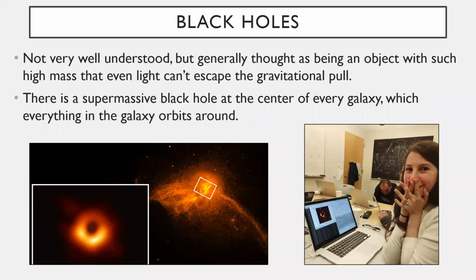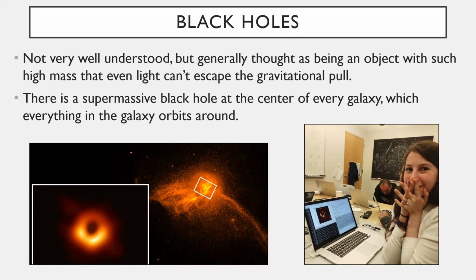Anyway, speaking of black holes, we unfortunately don't need to know too much about this, but it's still interesting to talk about. Now, black holes are not very well understood, but they're generally thought of as an object with such high mass that even light can't escape the gravitational pull. So imagine that, light can't escape it. When you see a black hole, it's not literally a hole in the universe. It's just some object that is so massive, it's got so much weight to it that not even light can escape its surface.